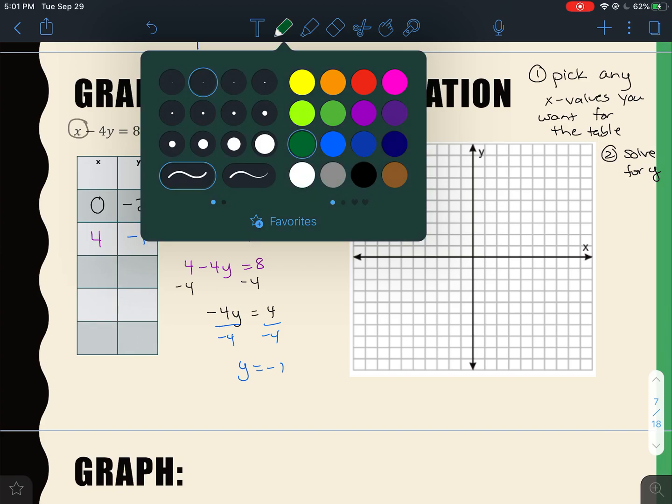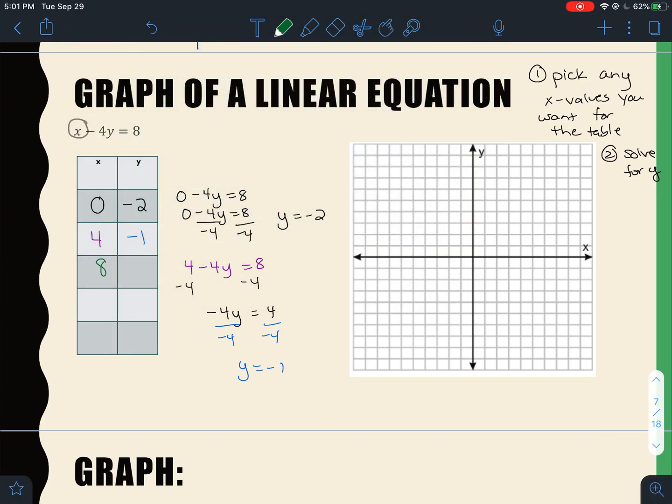I'm going to pick another one. I'll pick 8. So if I have 8 minus 4y equals 8, I'm going to subtract 8 from both sides. And I have negative 4y equals 0, because 8 minus 8 is 0. Divide by negative 4, and I get y equals 0.